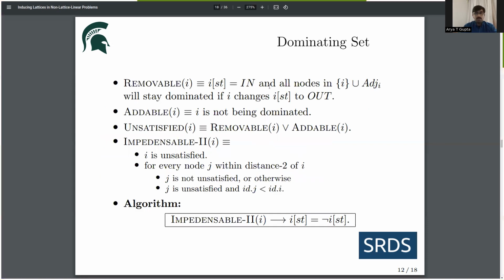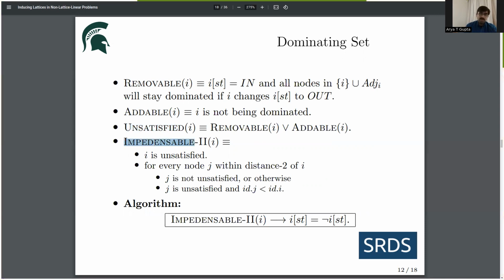So we have an algorithm for minimal dominating set, and we use the following macros. I is removable if and only if I is in the dominating set, and all the neighbors of I will stay dominated, including I. Those nodes will stay dominated even if I changes its state to out. I is edible if and only if I is not being dominated. I is unsatisfied if and only if I is removable or edible.